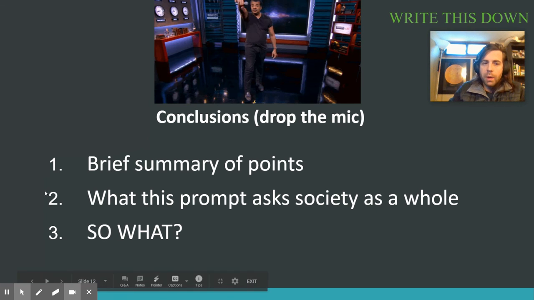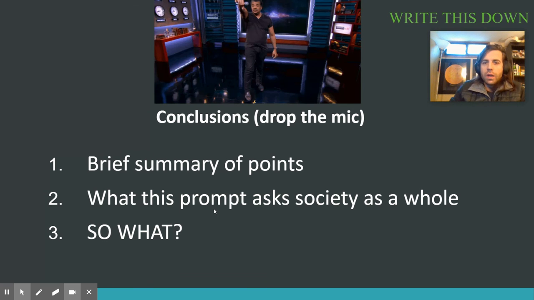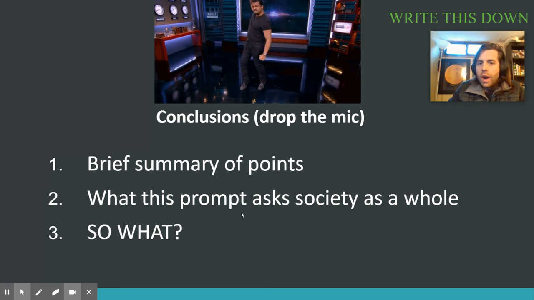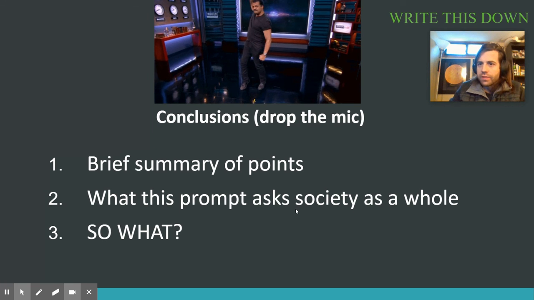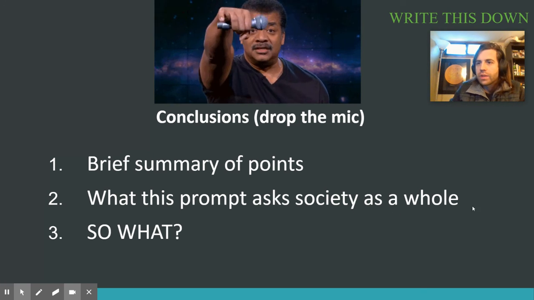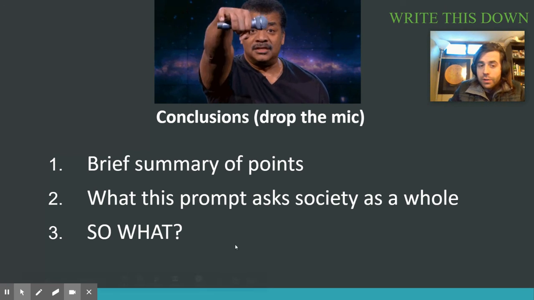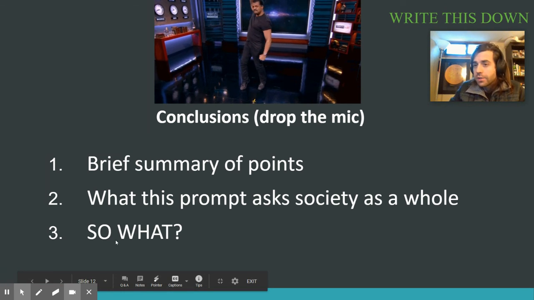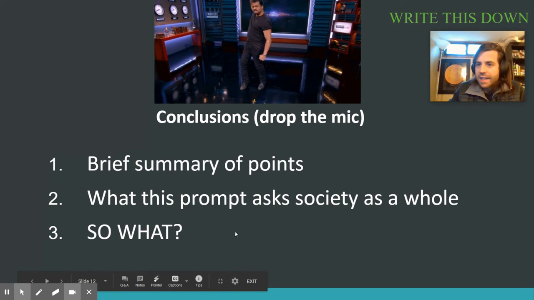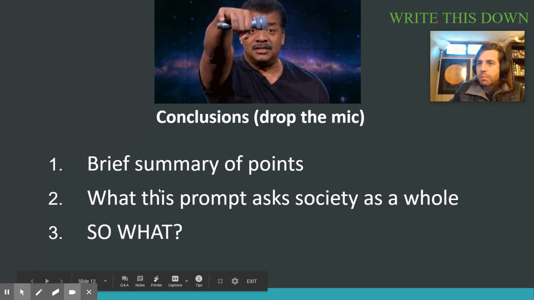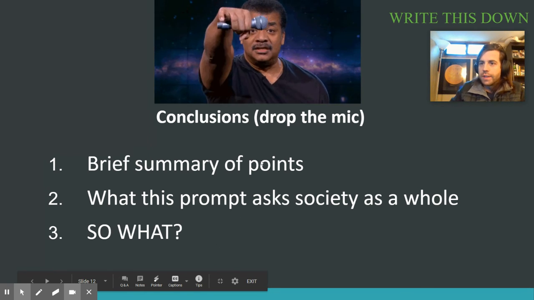And then for the other two parts, I would ask you to reconnect. What is this prompt asking us to think about as a society, as a whole? How does this fit with the rest of the world? And if you want to push that even a little farther, you've just spent 30 minutes or so writing about this idea. So what? Connect it back to that importance. Why is my perspective, why is my idea important that people think about in the world today?